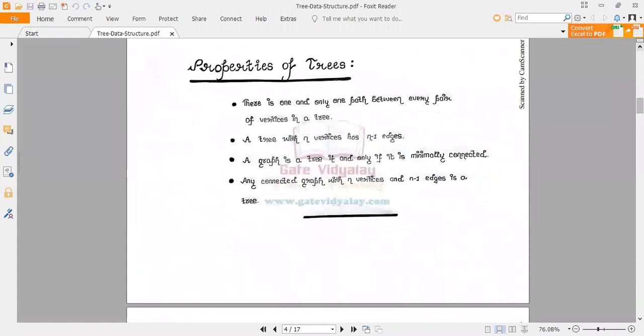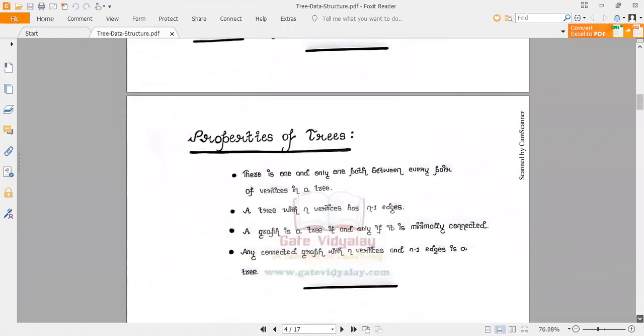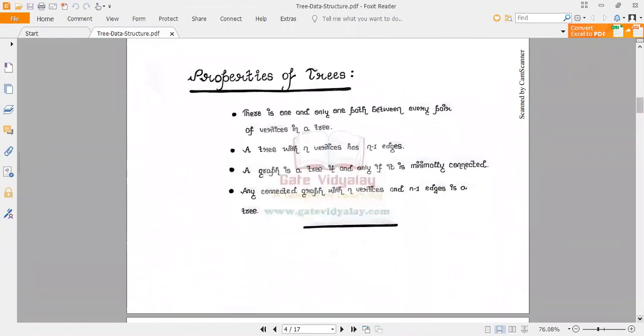Now moving ahead, there are certain properties of trees. There are four basic properties that have to be maintained to be a tree. There is one and only one path between every pair of vertices in a tree. As I have mentioned in the example also, if there is only one path, that means the circuit is not complete, then it will be considered as a tree. A tree with n vertices has n minus 1 edges. You can check in the examples also.